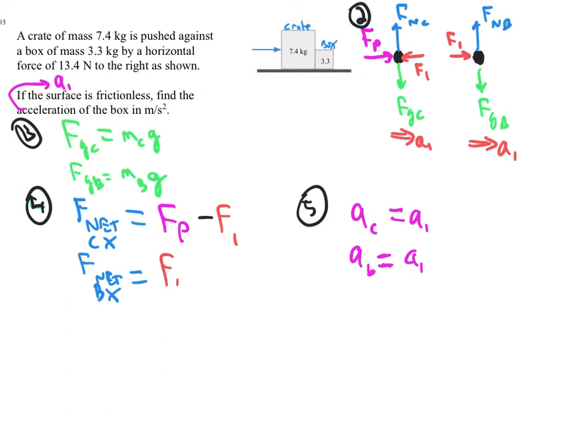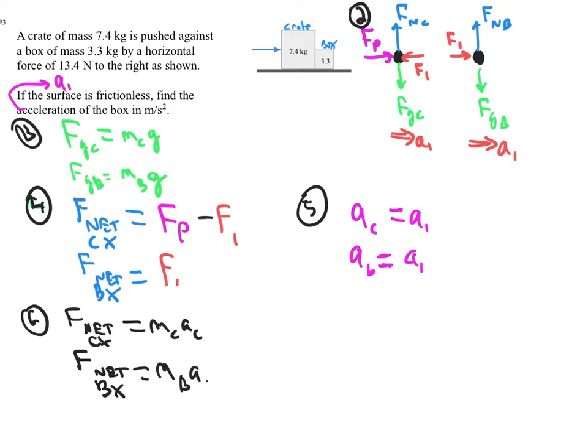It turns out to also be the acceleration of the crate. Wasn't asked for that. Step 6 says, remember that every F net is the mass times the acceleration. And so on the crate, that's true, and on the box, that's true.